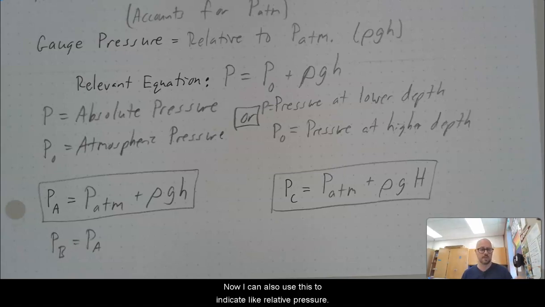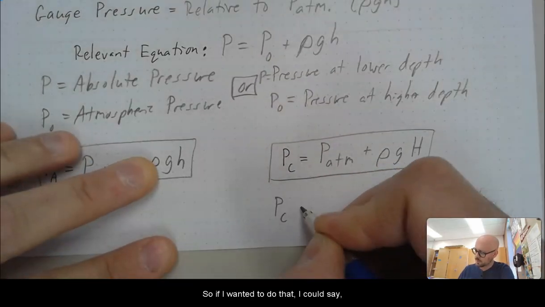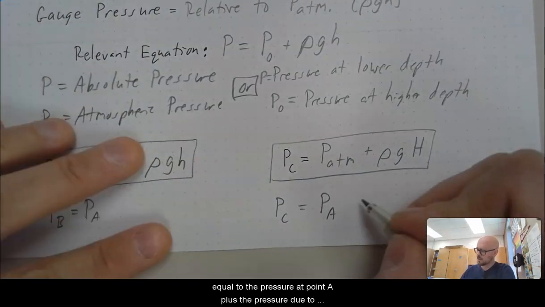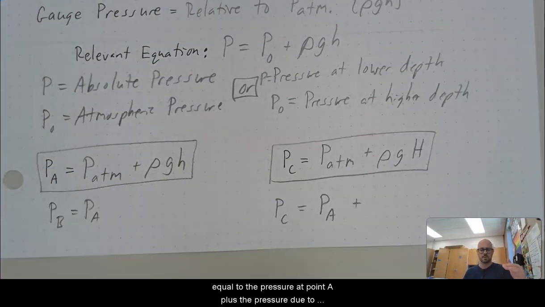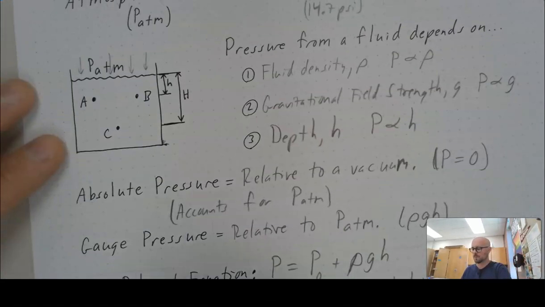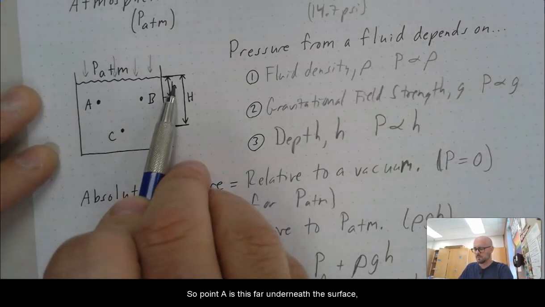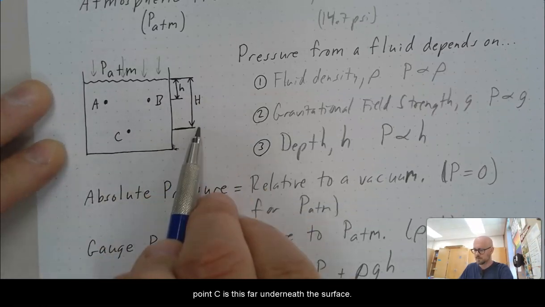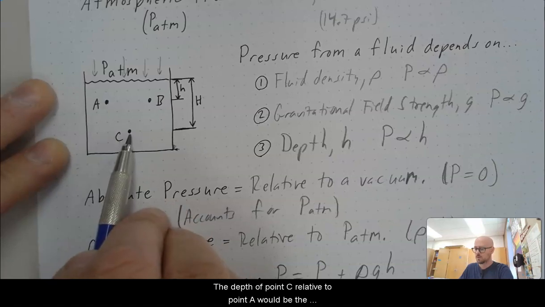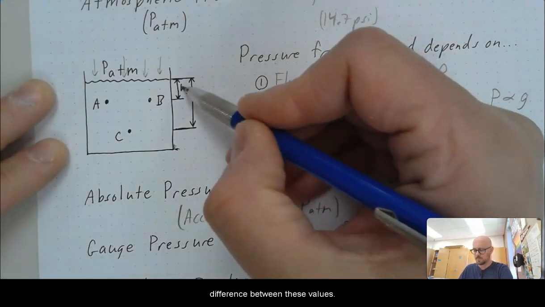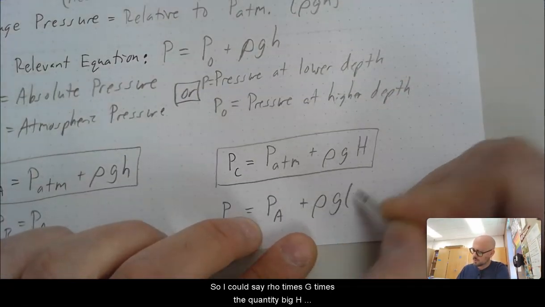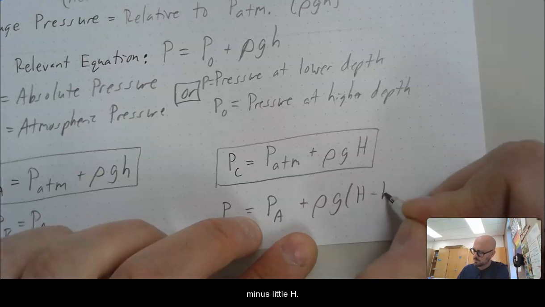Now I can also use this to indicate relative pressure. So if I wanted to do that, I could say, well, the pressure at point C is equal to the pressure at point A plus the pressure due to the depth below point A. So point A is this far underneath the surface. Point C is this far underneath the surface. The depth of point C relative to point A would be the difference between these values. So I could say rho times g times the quantity big H minus little h.